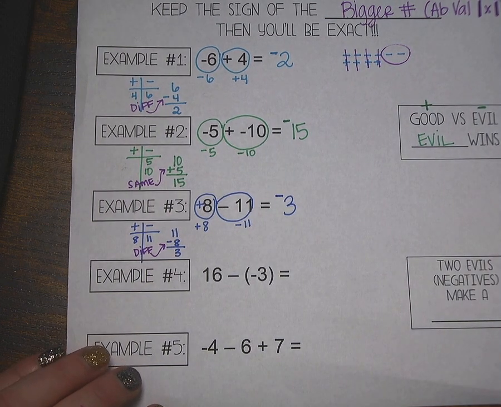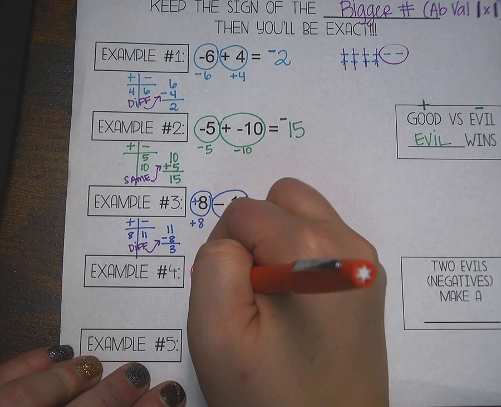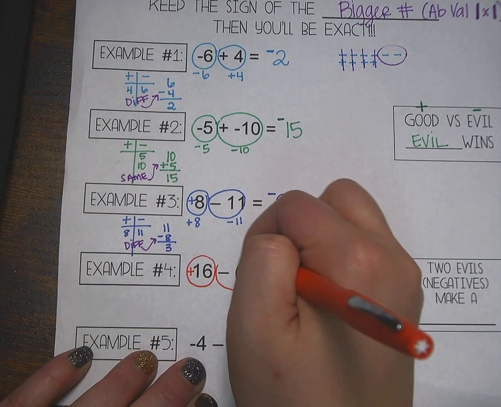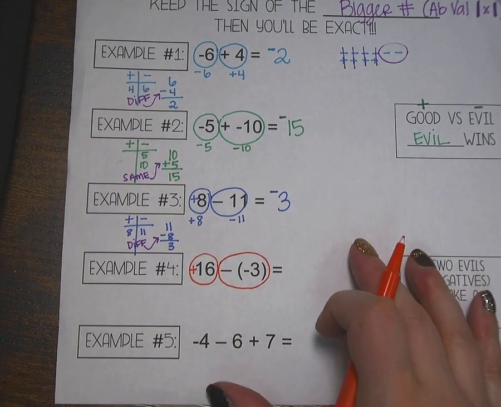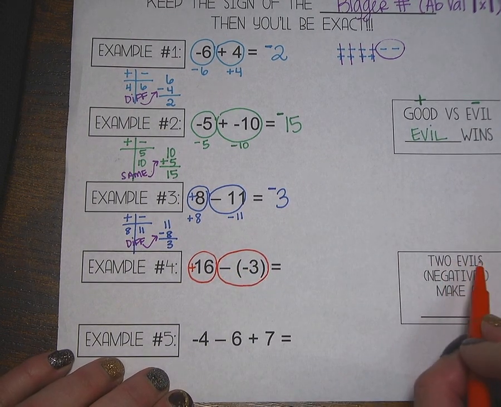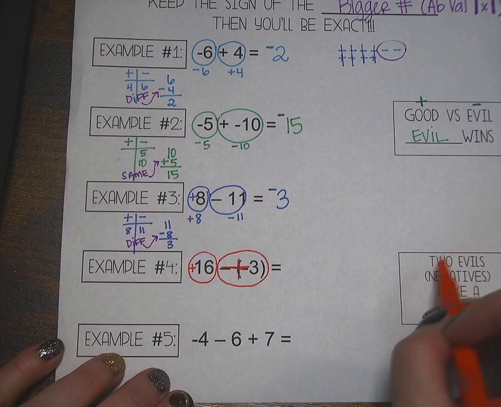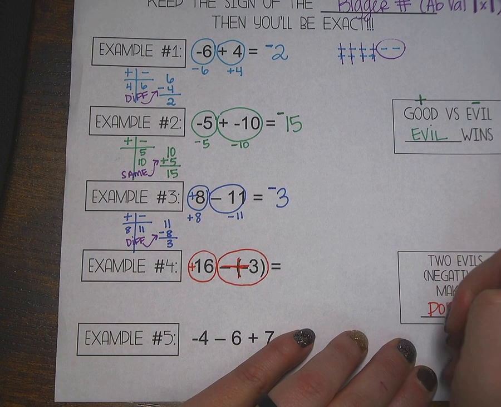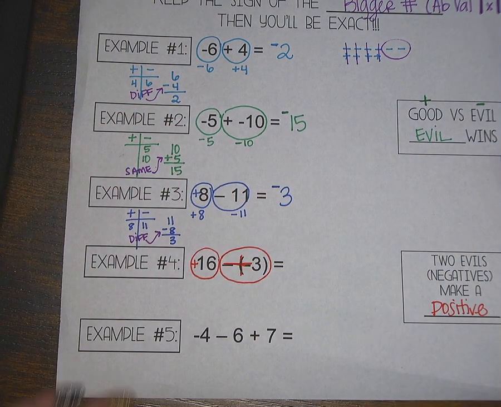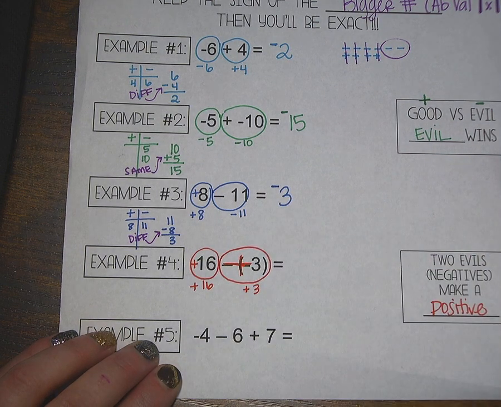Example number 4, we have 16 minus negative 3. So remember when a number doesn't have a symbol, we're going to throw a positive on it. And we always circle everything, so we can't leave anything outside of circles. And you can see this is one of those where we have double negative. We have 2 evils. And so we can just make those into a giant positive. Remember, 2 evils or 2 negatives make a positive. Literally, a plus sign is 2 minus signs put together. Okay? So we're going to make those into a positive. Rewrite positive 16 and positive 3.